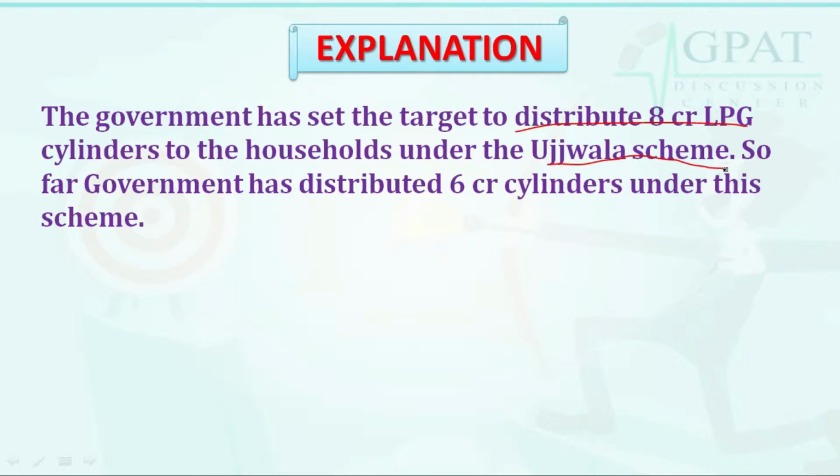Students, try to learn both of them, what the scheme name is and how many connections are distributed under the Ujjwala scheme. So far the government has distributed around 6 crore cylinders under this scheme.